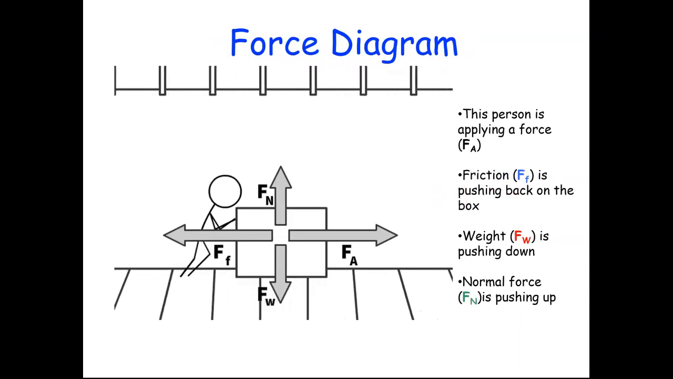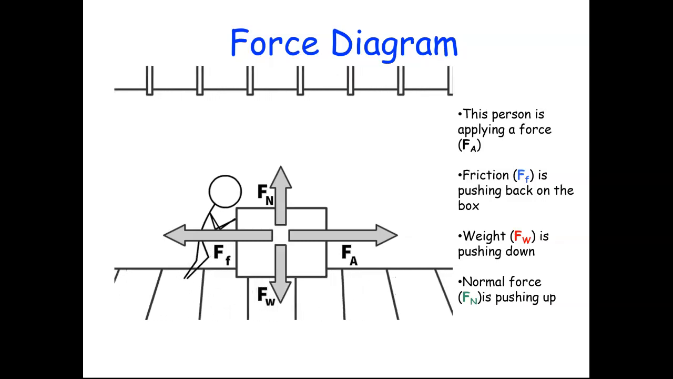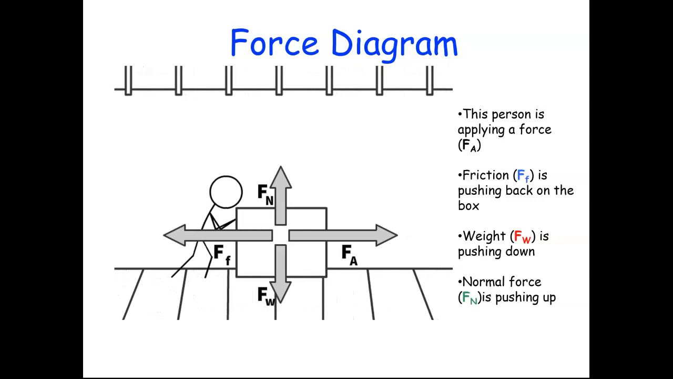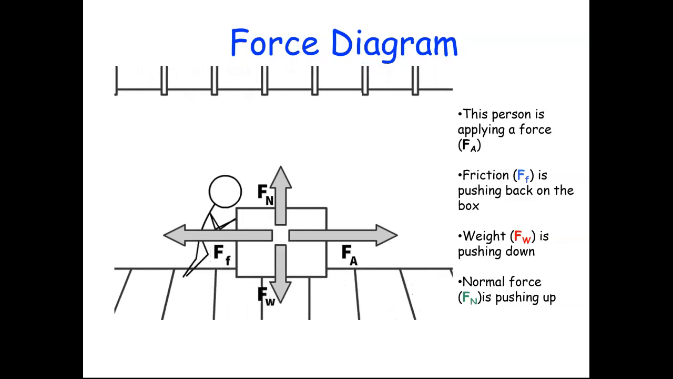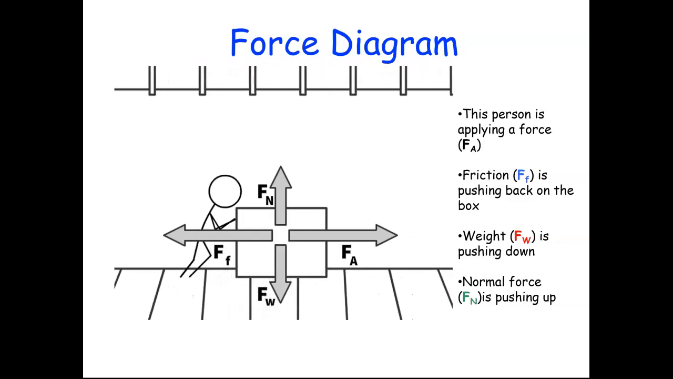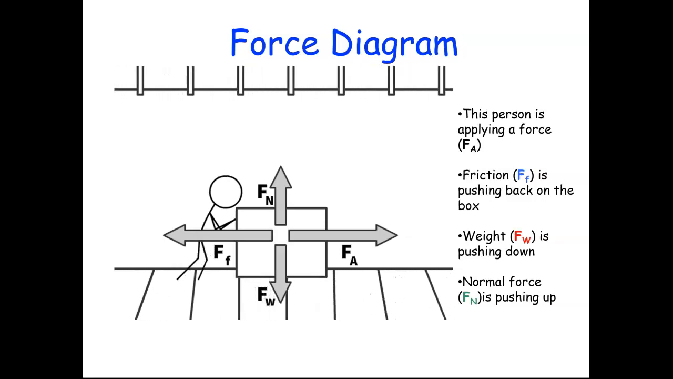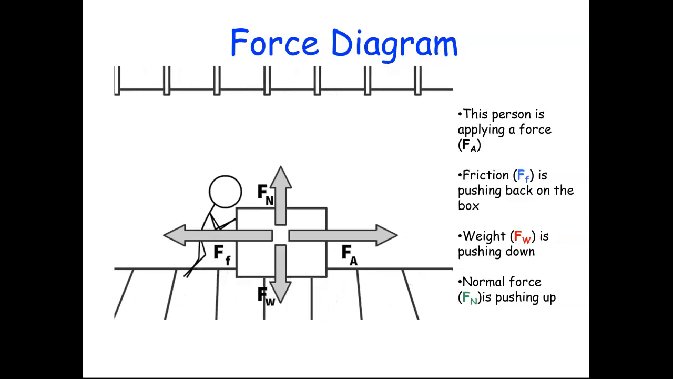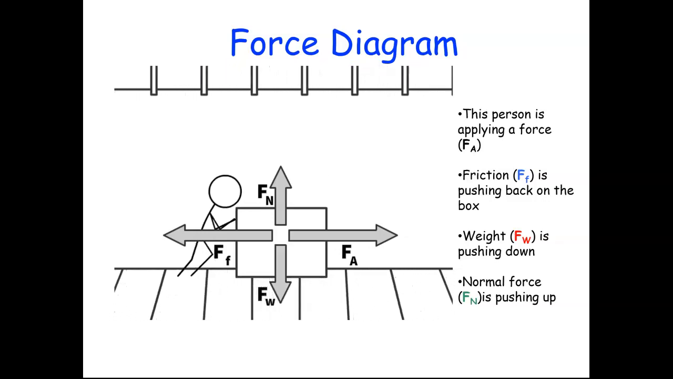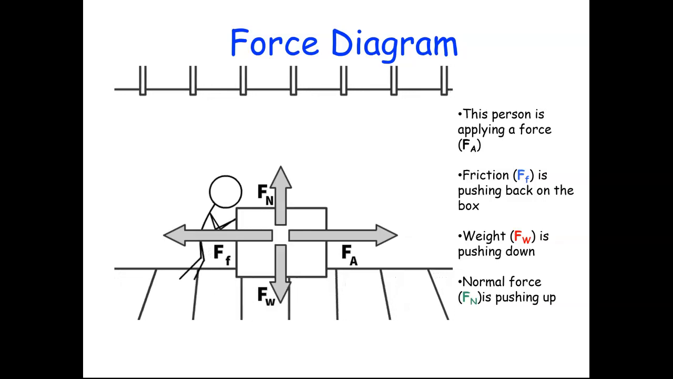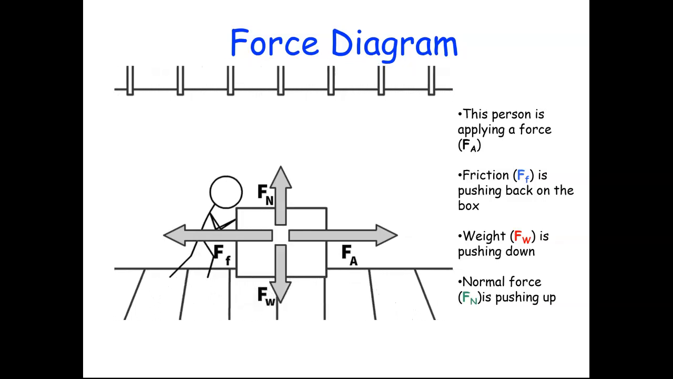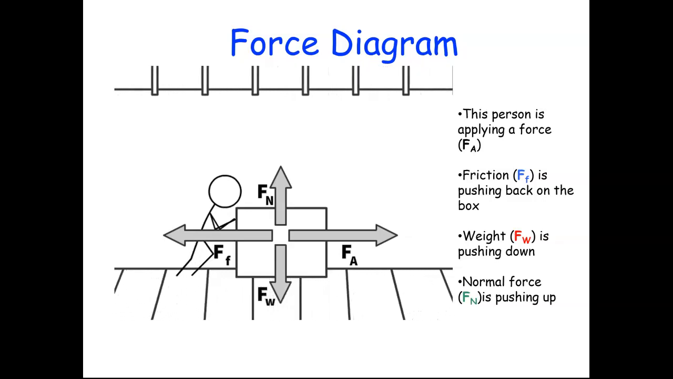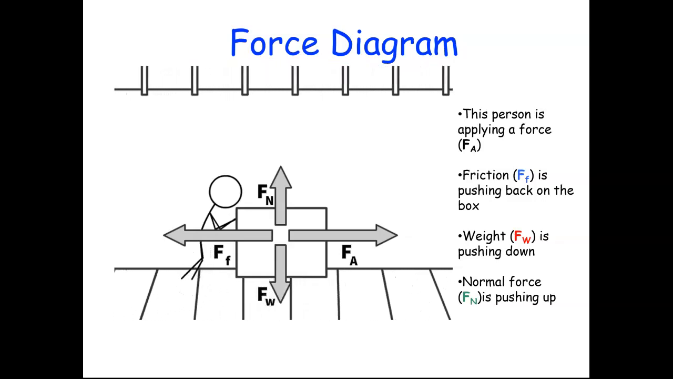So we go back here to our force diagram. And remember, you can have more than one force that's acting upon an object. So we have the force of the stickman pushing to the right. We have the force of friction, which is against motion, between the box's surface on the bottom and the floor. We have the force of the weight of the box, which is the force of gravity. And then we have the normal force, which is the earth pushing against the box on the surface.